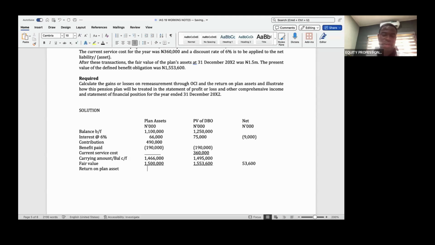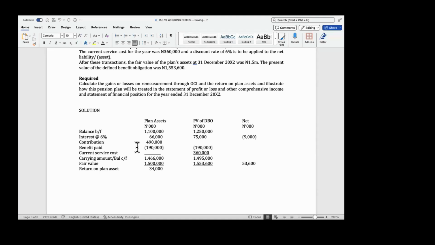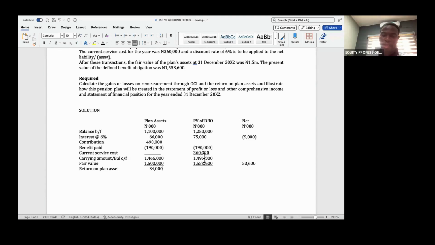So what's the difference between these two? I guess that should be 34,000. Yes, 34,000 for the asset. For the PV of DBO, you would also compare your book value from this table with the fair value given to us. You will see that the fair value of the obligation is higher than our book value.